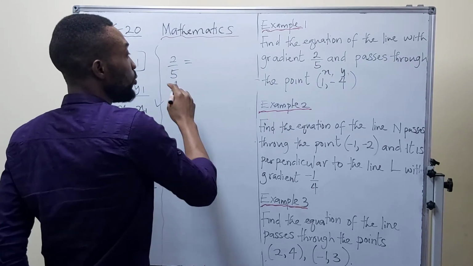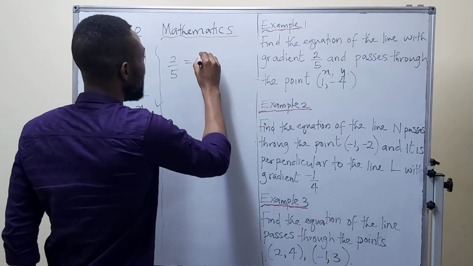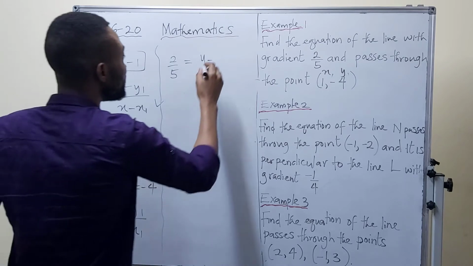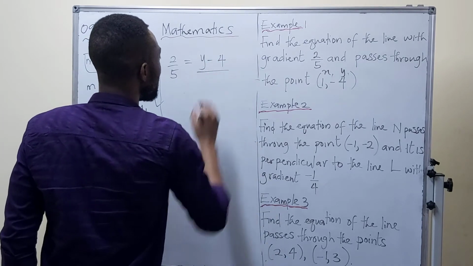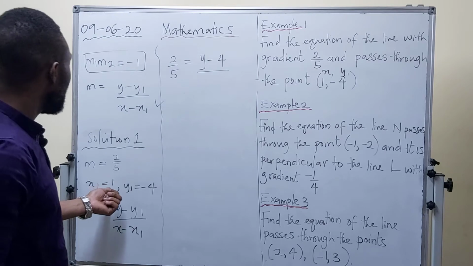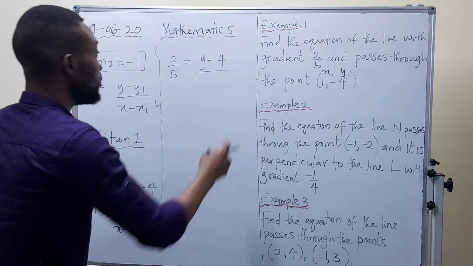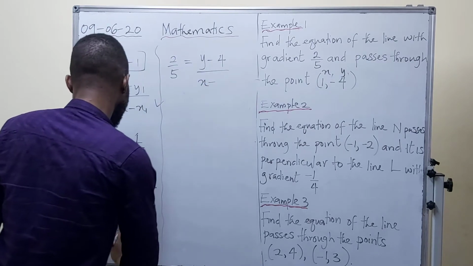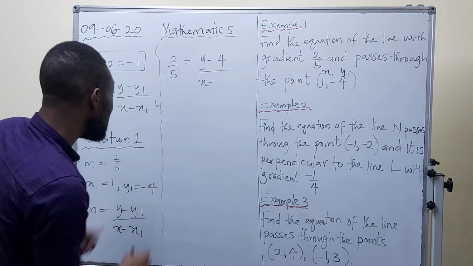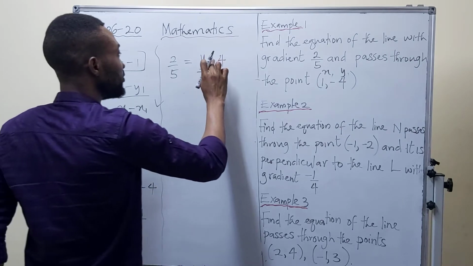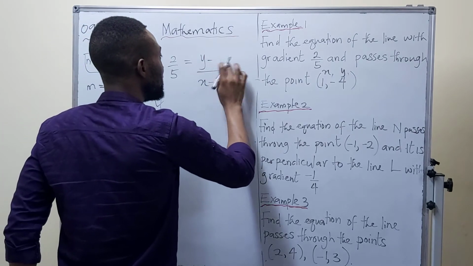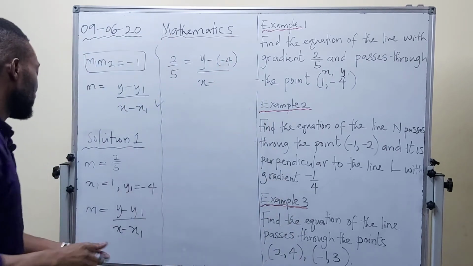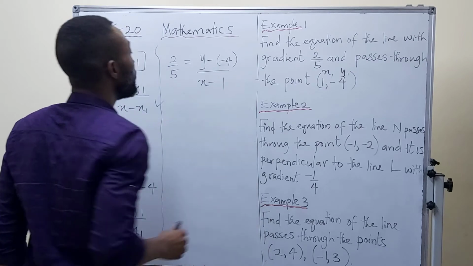We are not being given the y, but we are given the y1. So we can say y minus, what is our y1? Our y1 here is -4, over. We have been given the x1 and we have not been given the x. So we have our x minus x1, which is 1. We have to indicate the -4 so that you don't get confused.